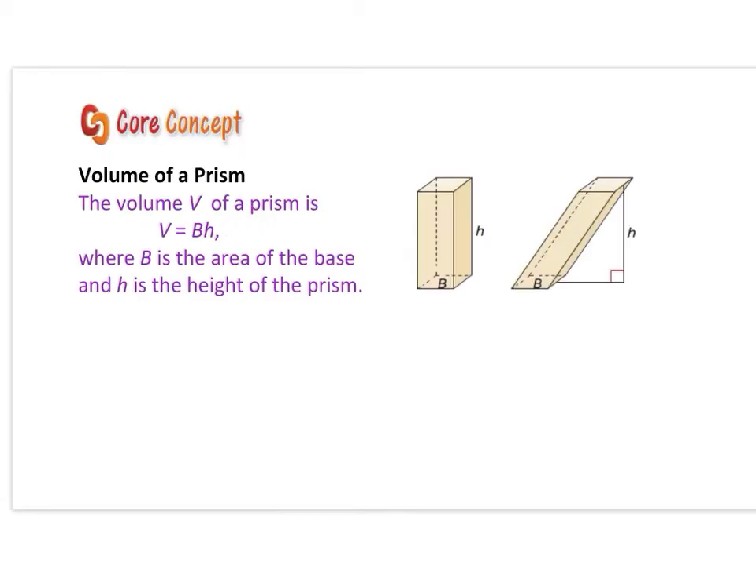So that leads us to one of our key formulas. The volume, capital V, of a prism, any prism, is capital B times lowercase h, where capital B is the area of the base and h is the height of the prism. Again, height is the distance between the bases. Remember, the base area is always dependent on what shape the base is.